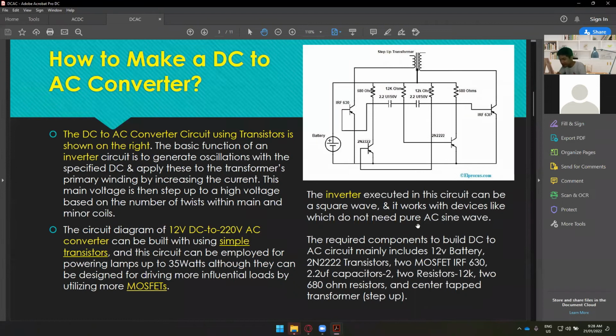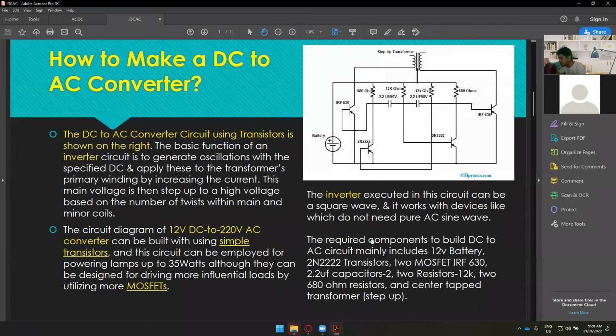Yeah, AC wave. Rather, okay, I was about to say sine wave. Just remember that if it's pure AC, then it's a sine wave, and the rest are not pure AC anymore, like for example, a square wave. So here are the required components.